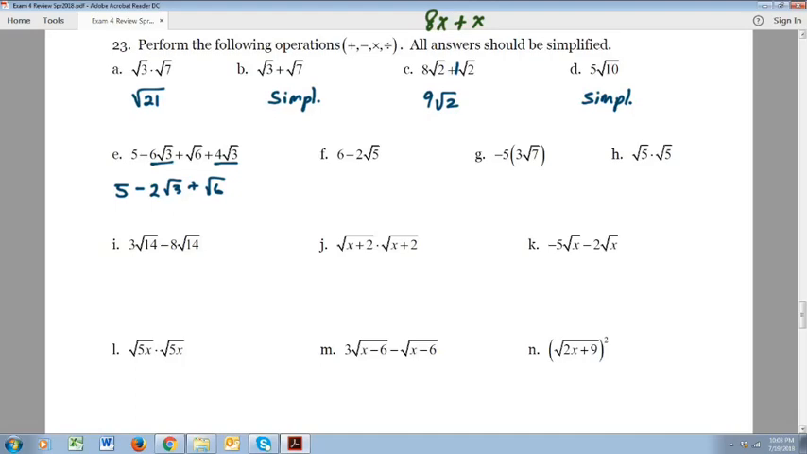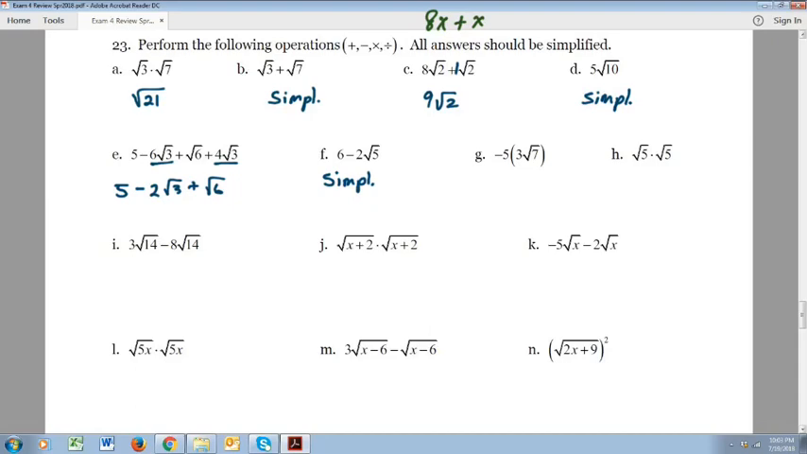Now be careful on letter F. This 2 here goes with the square root of 5. It's 6 minus 2 square roots of 5. So we have a radical term, and we have a constant of 6. We cannot subtract here. That 2 is connected to the radical. So we can only add a rad 5 with another rad 5, so we're done. This is simplified.